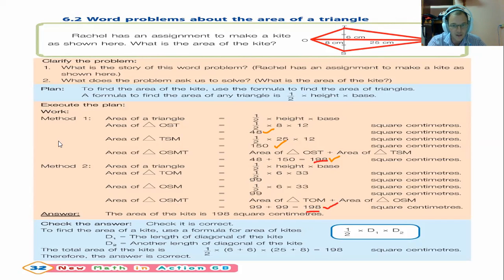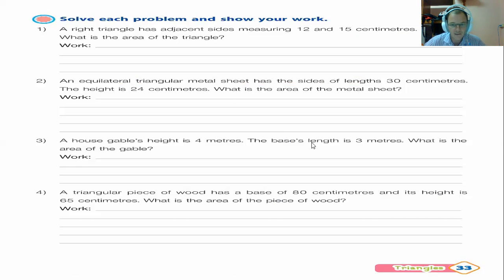So that is how we calculate the area of a kite. Remember, the area of a kite cannot be calculated unless we work in triangles. So let's have a look at the following 4 questions. Do them together with me, and let's see how we can go about solving them.